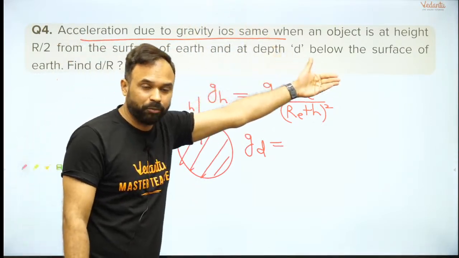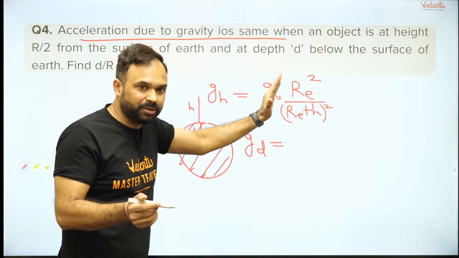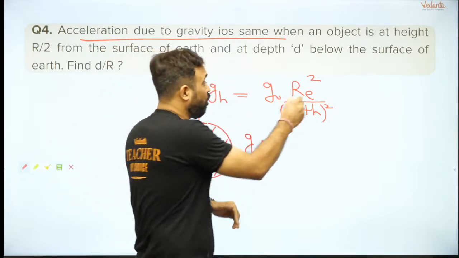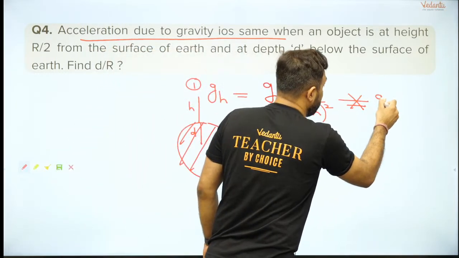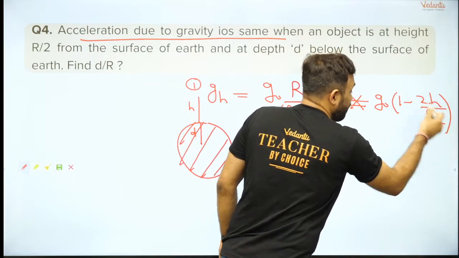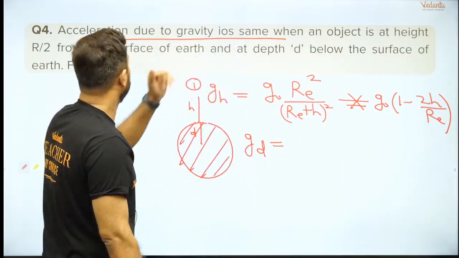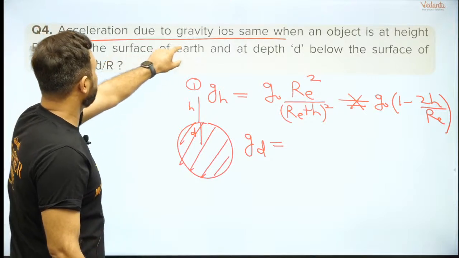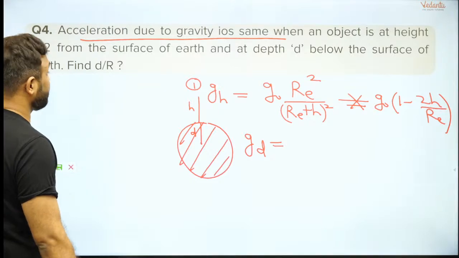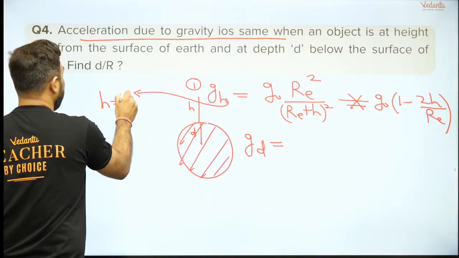If you take the binomial approximation, it becomes g0 into 1 minus 2h by Re, but that is valid only if h is very, very small in comparison to Re. And I cannot take that presumption before solving the problem. I don't know whether the height will be small or large, so I cannot take the assumption. So I have to use this formula. You cannot directly write g0 into 1 minus 2h by Re. I don't accept it because I don't know whether that height is small or not. So let's read the problem.